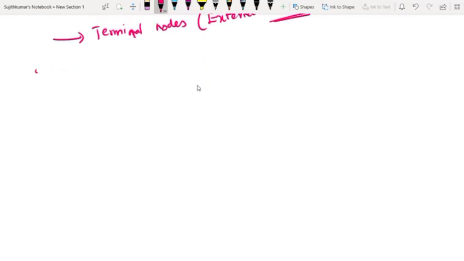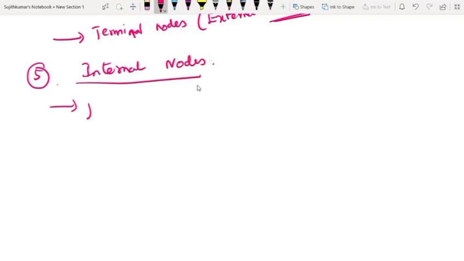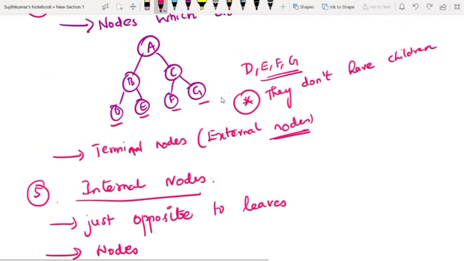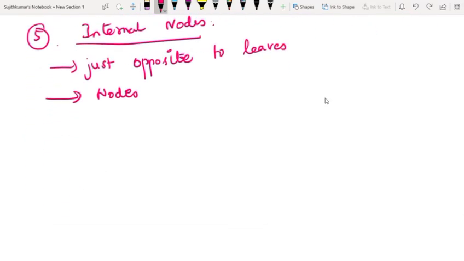And the fifth one is a contrasting one to the previous concept. It is called internal node. Internal node is just opposite to leaves, guys. Just opposite to leaves, what we have seen a while ago. The internal nodes are the nodes which have children. Leaves don't have children. We have just now seen D, E, F, G, they don't have children, that's why they are called leaves. Whereas internal nodes are something which have children, right?